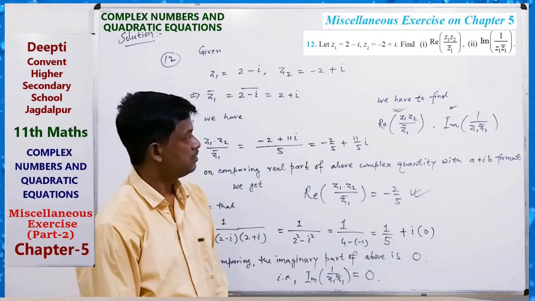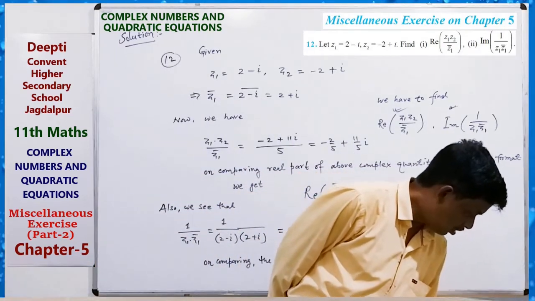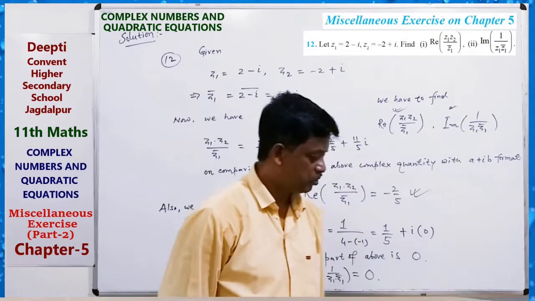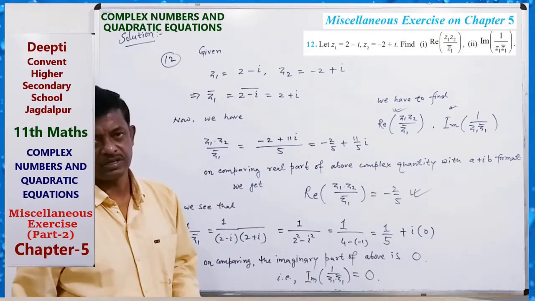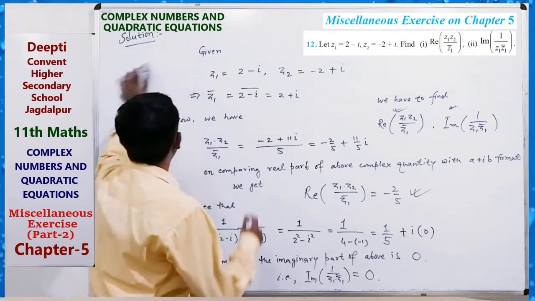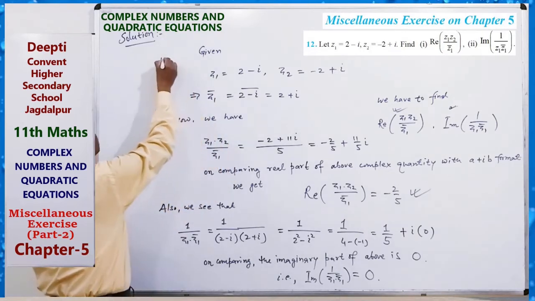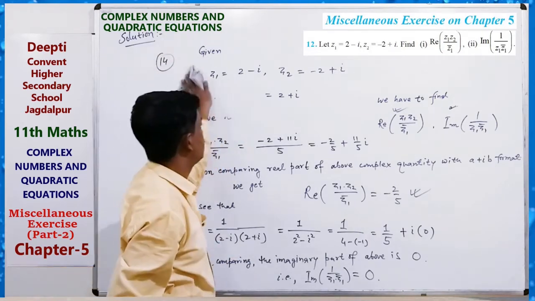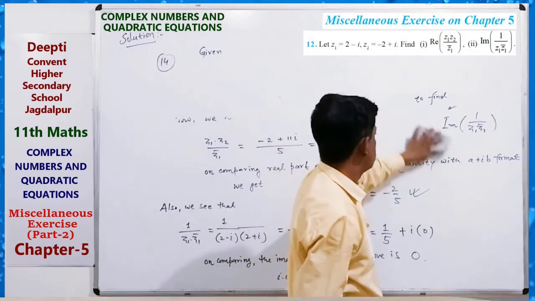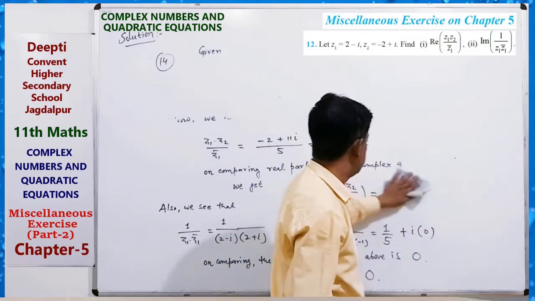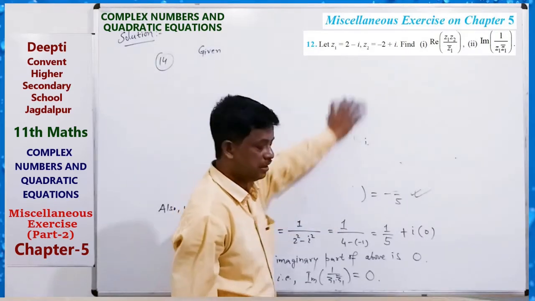Just you have to find the complex quantity. Now 13, modulus and argument of the complex number, the polar representation of complex number. This is not in your syllabus this year, okay? So, we have to take question 14 because 13 is related to polar representation of complex number, that is not part of our syllabus this year. So, I just skip this part, okay?